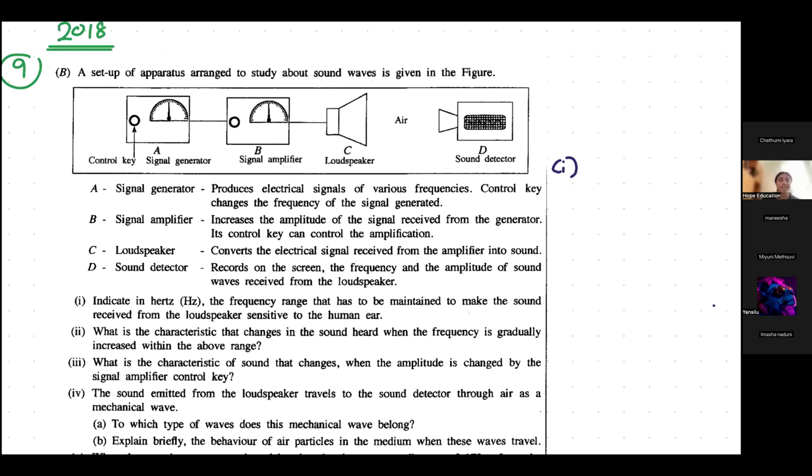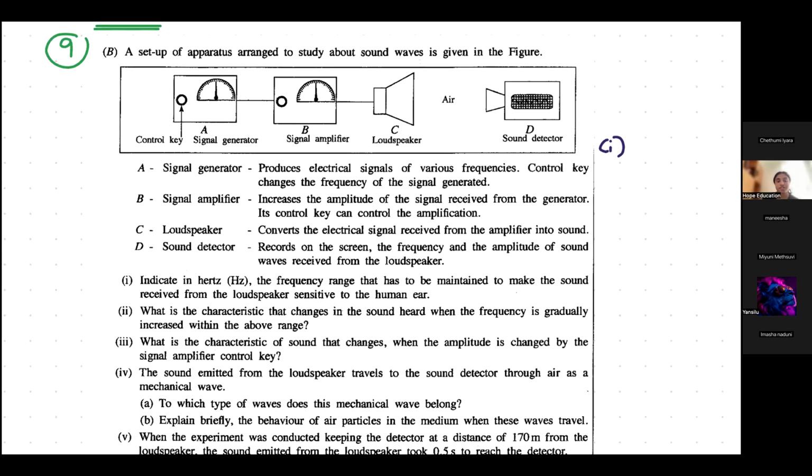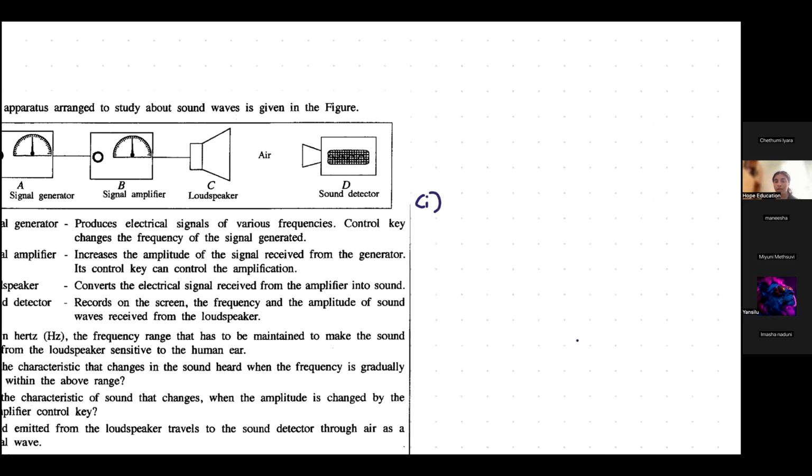Okay. Indicate in hertz the frequency range that has to be maintained to make the sound received from the loudspeaker sensitive to the human ear. That is easy. We know the human ear's frequency range is 20 hertz to 20,000 hertz.